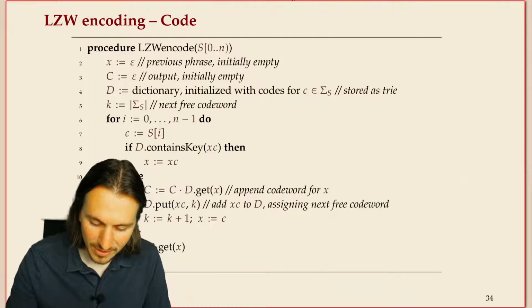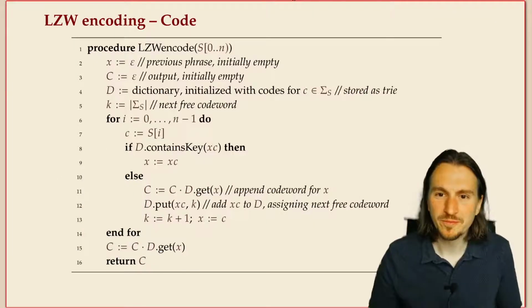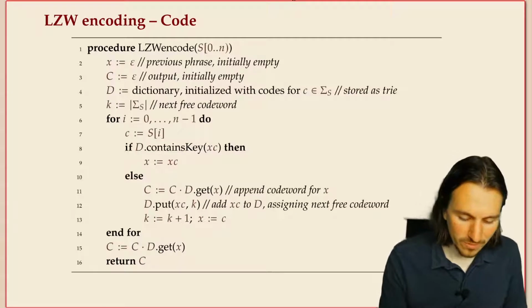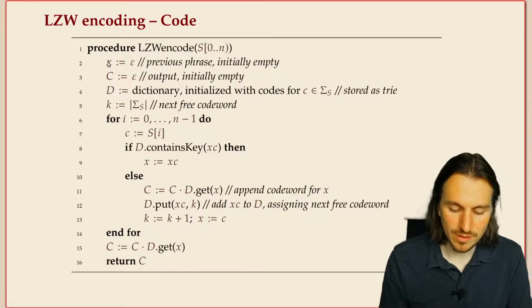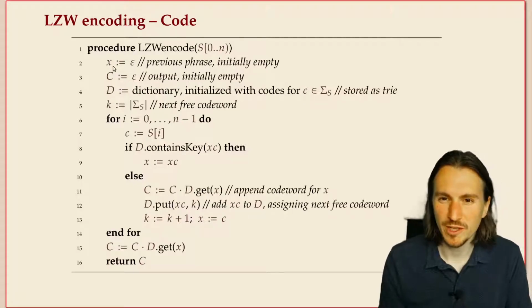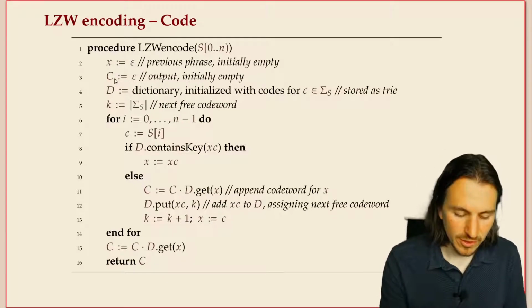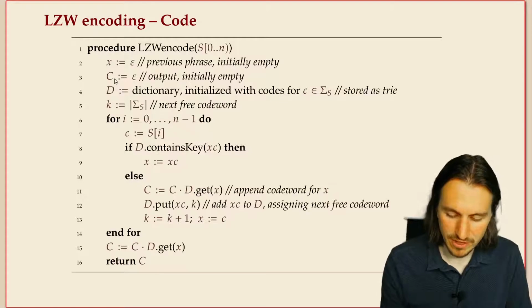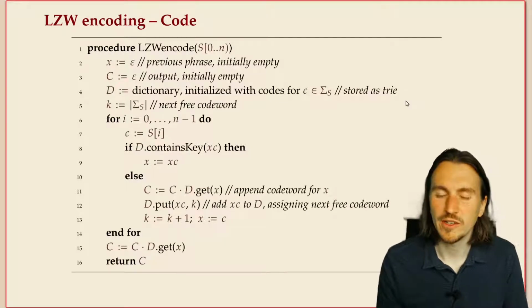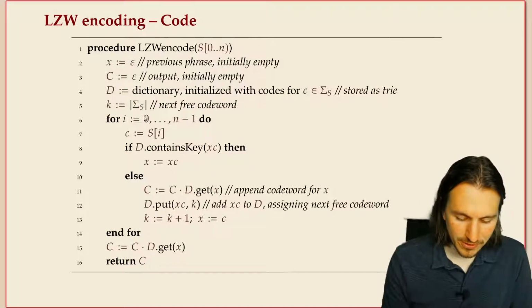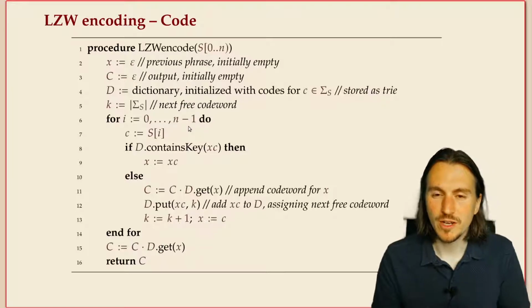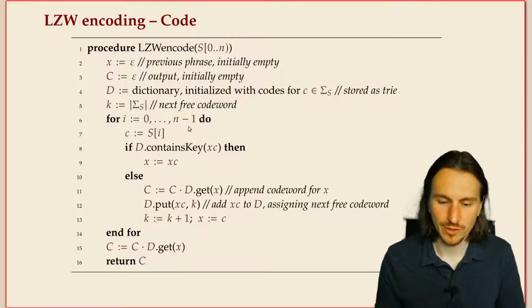Okay, so that's the motivation here, and that's reflected in this code. So the code starts with initially an empty phrase. We have nothing seen. The coded text is also empty, and the dictionary is initialized as a trie containing just the single character strings. The next free code word is always stored in K, and then we walk through the positions in the text. What's the next symbol of the text we have to encode?